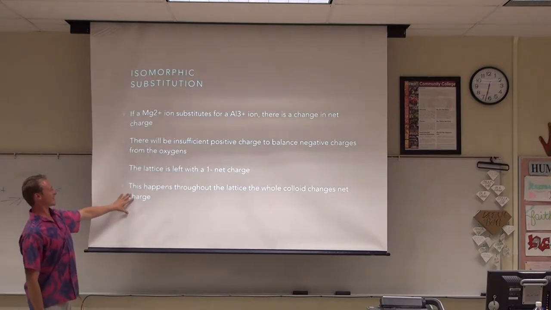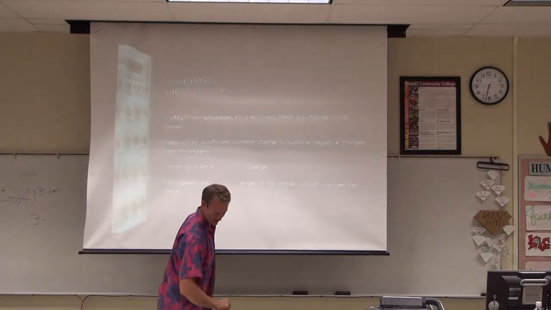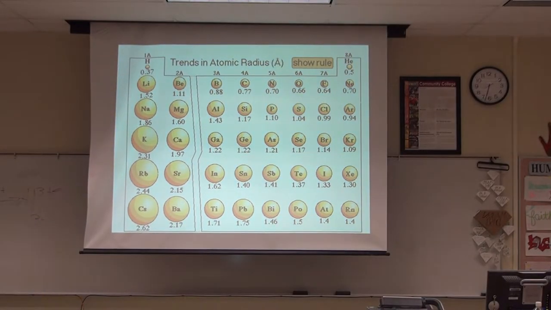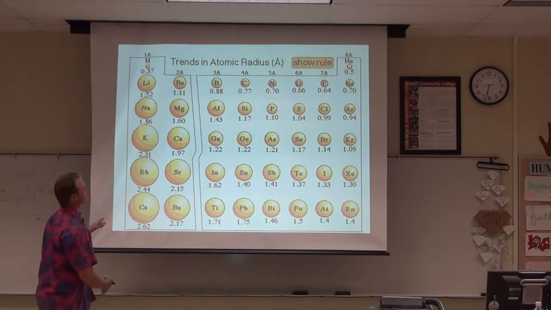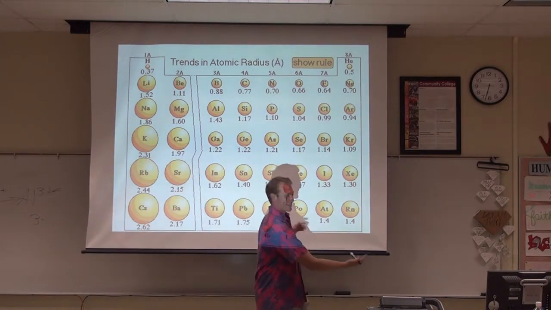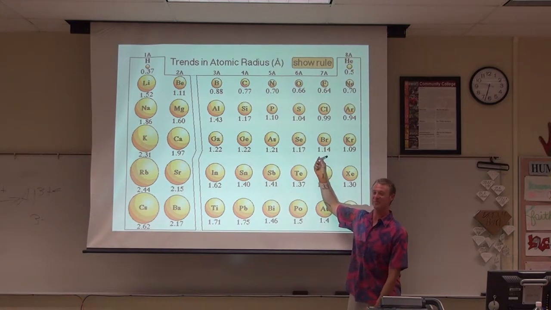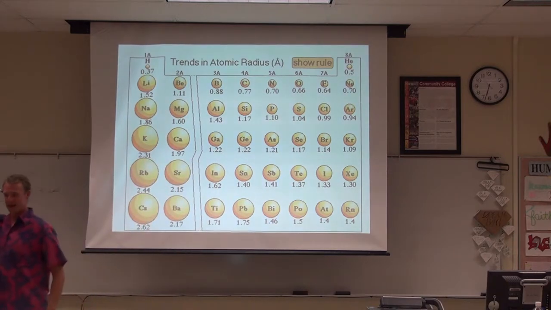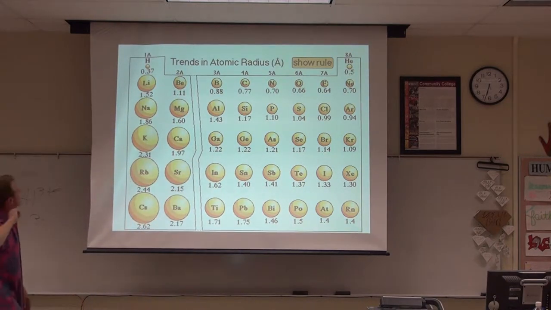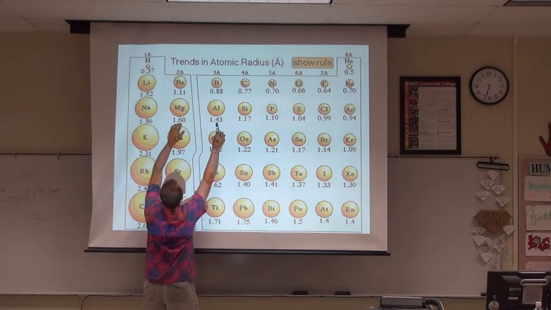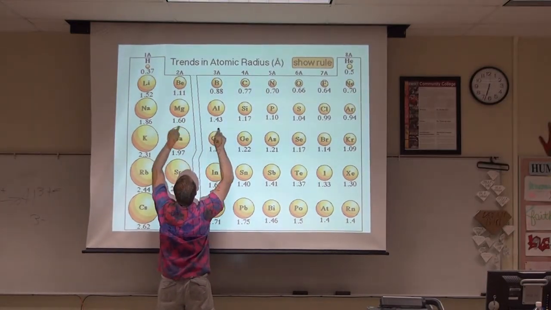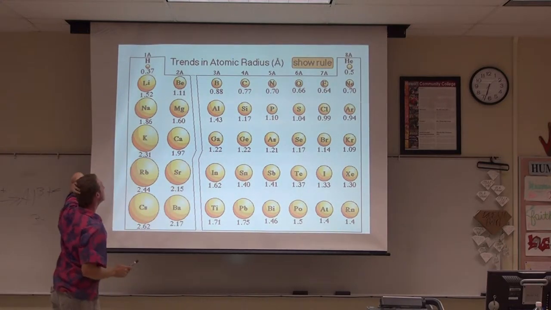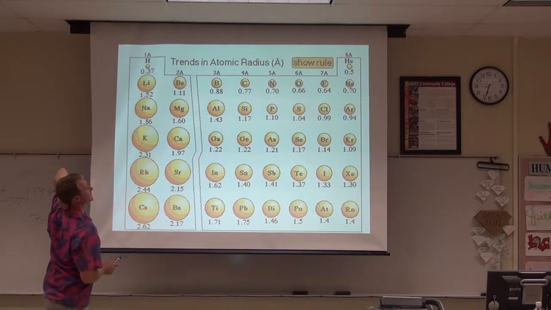This happens throughout the lattice, with a change in net charge. Okay, right? Isomorphic substitution. Now we're talking about that radii thing I was talking about. This is an example of the radii, or at least the number is an example, and the figures are symbolic of the size, right? In a clay surface, magnesium and aluminum have very similar radii. So there can be that swapping out, yeah? Magnesium, silicon.